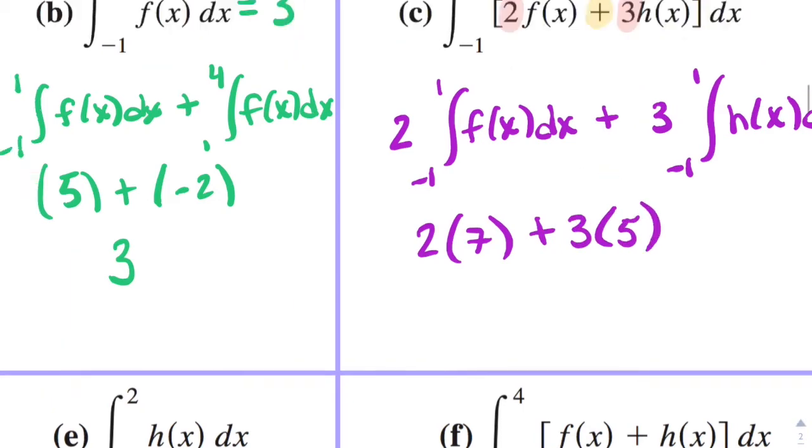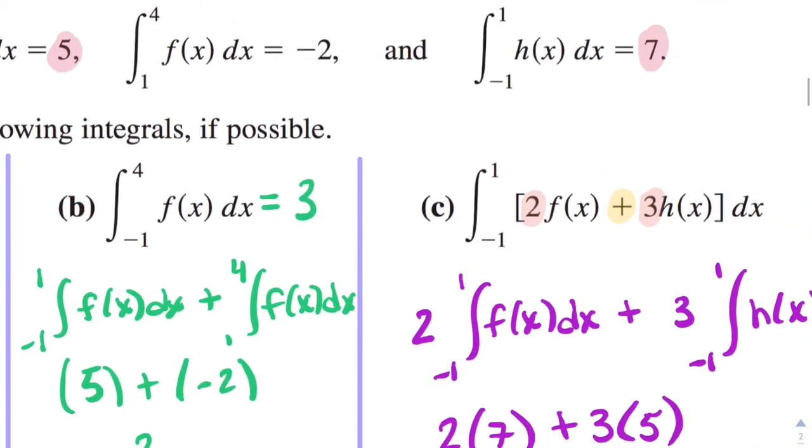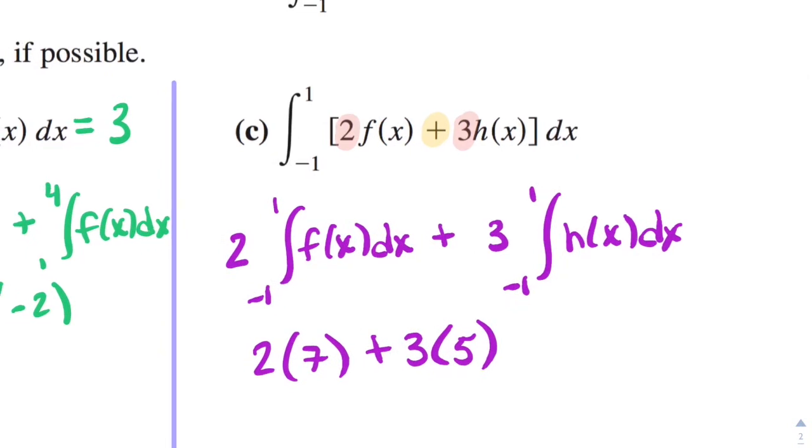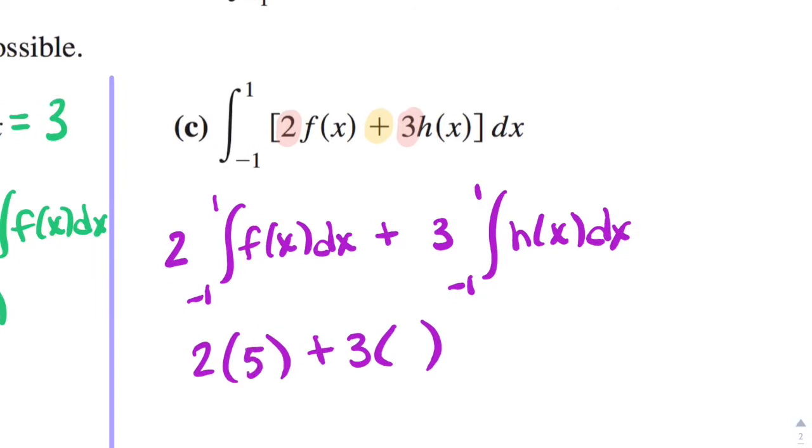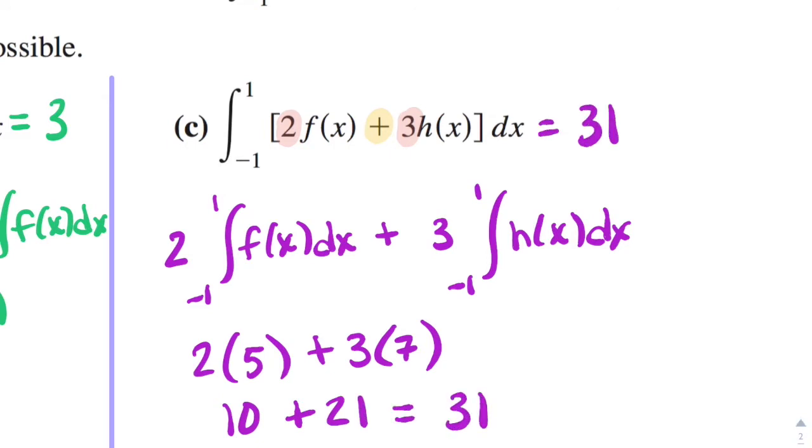Did I do that right? I mixed up my 5 and 7. It's 2 and 5, and 3 and 7. I get 10 plus 21, which is 31. Very, very nice.